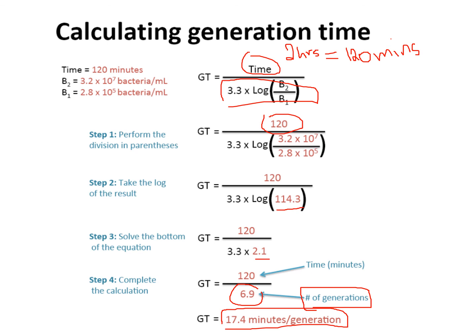So this is how we figure out the generation time, and this is also how you can figure out how many generations you had. This equation will give you the generation time, and you can also figure out the number of generations.